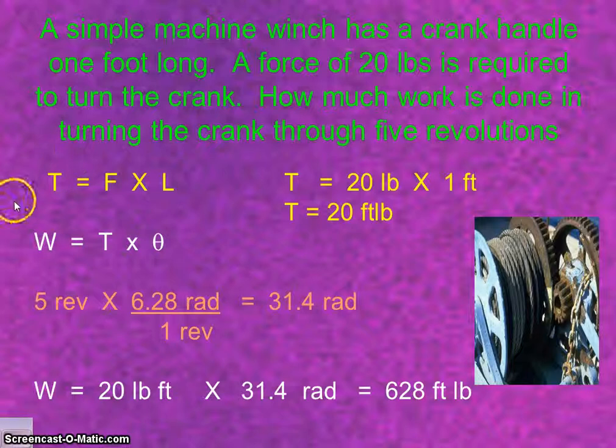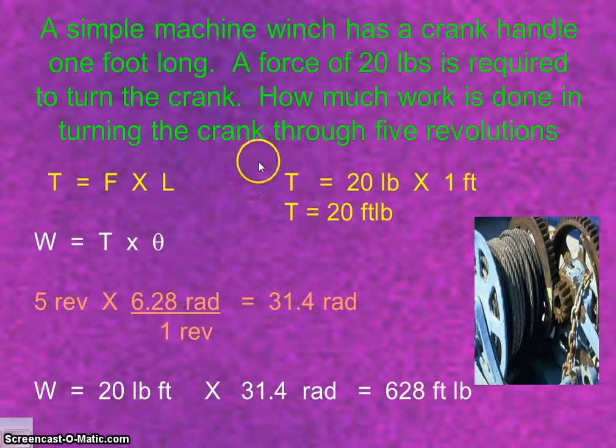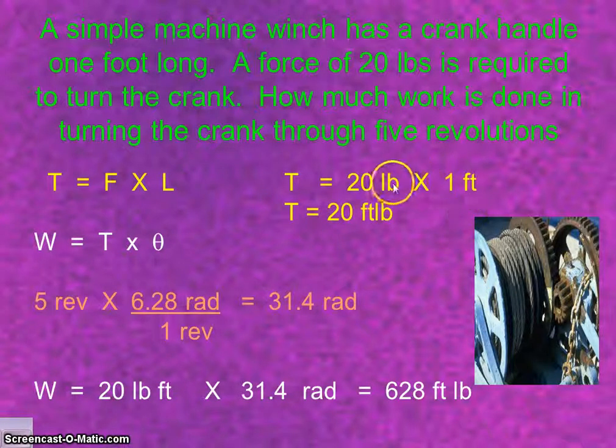So this is the first one we're going to look at. Torque is equal to force times the lever arm. Work is equal to torque times theta. So torque: the handle is 1 foot long, the force is 20 pounds. That's your force. The 1 foot is your lever arm, because the handle goes from the center and your hand is out here. So it's 20 pounds times 1 foot, which gives you 20. That actually should be pound-feet, rather than foot-pounds.